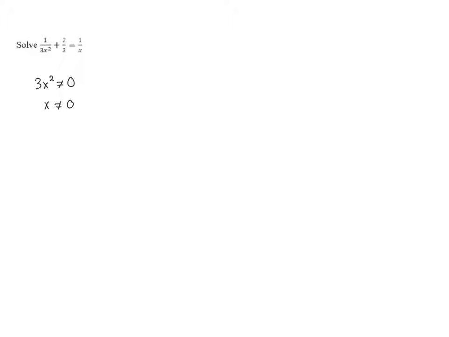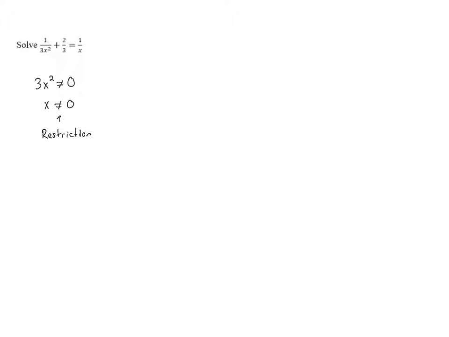The other denominator that has a variable in it is x, and so we know also that x can't be 0, but that's the same restriction that we already had. So this is our only restriction. x cannot be 0. So on that note, let's go and solve the problem.